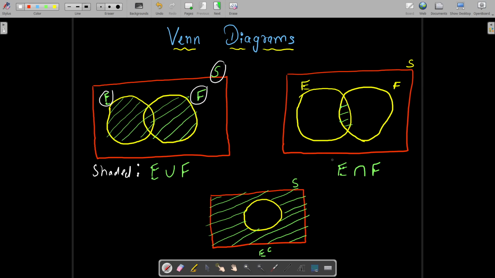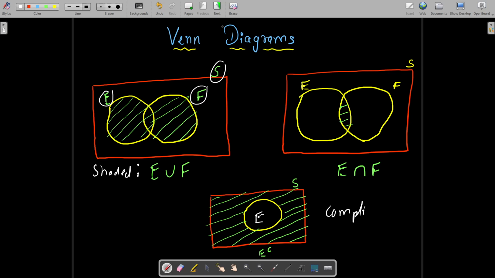Similarly, intersection is the common part in between. As you can see, the small shaded area is the intersection of two events E and F. And this is the complement. That is, if this is event E, then what is shaded is the rest of the area, which is not in E, right? So this is the complement.